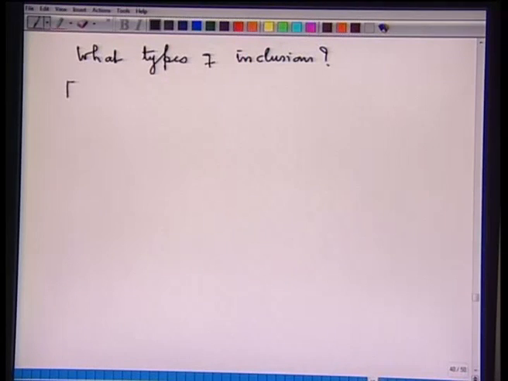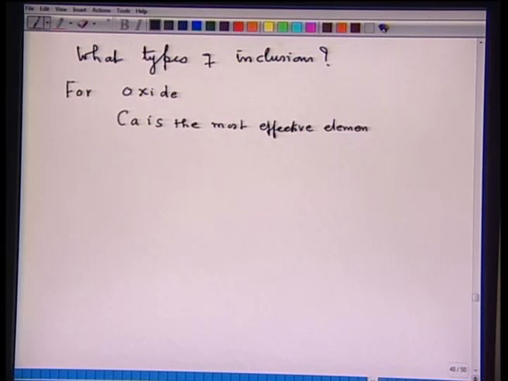So, for oxide modification, calcium is the most effective element because calcium has a very high affinity with oxygen. Also, mish metal, which is an alloy of cerium and lanthanum, can be used, but calcium is more powerful and hence calcium is used for modification of Al2O3 inclusions. How does it do this?